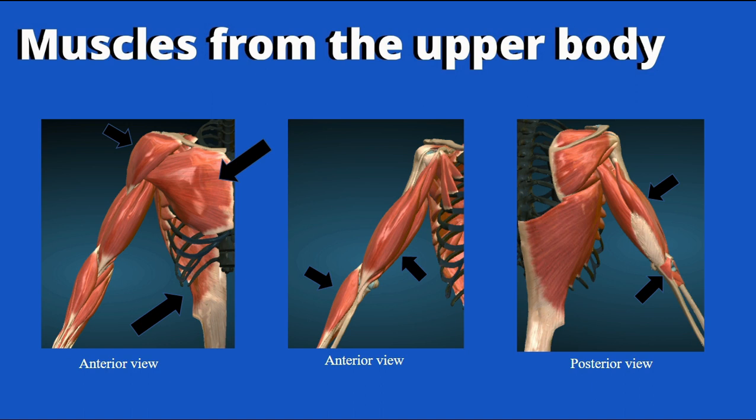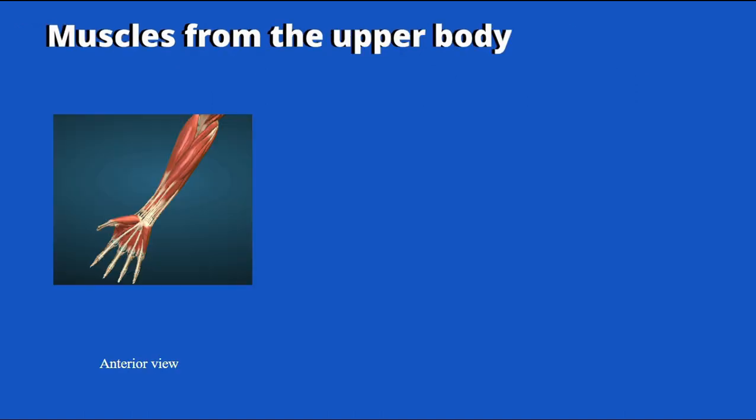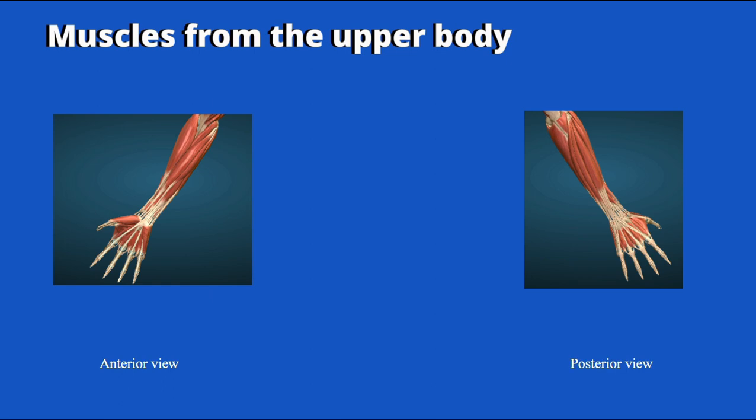Among the muscles that allow flexing and extending the elbow joint we find the biceps brachii, the brachioradialis, the anconeus, and the triceps brachii. On the anterior part of the forearm we find the flexor muscles of the fingers and the carpus, while on the back of the forearm we find the extensor muscles.